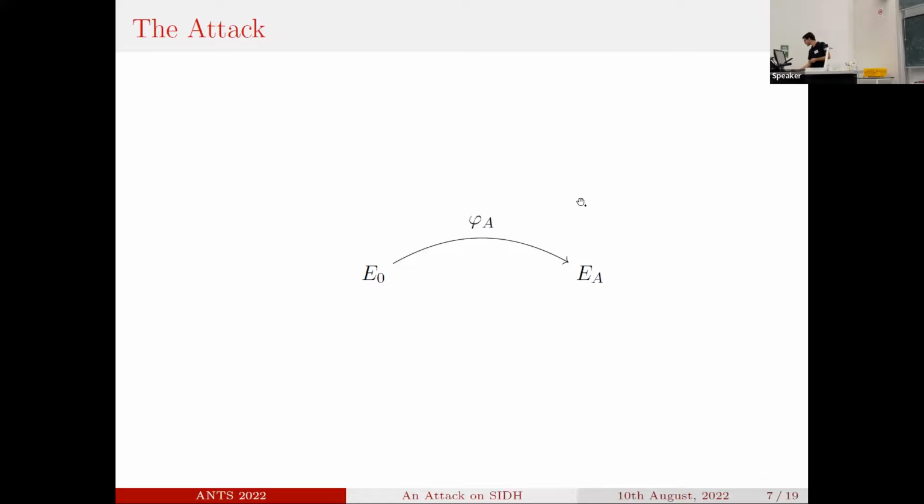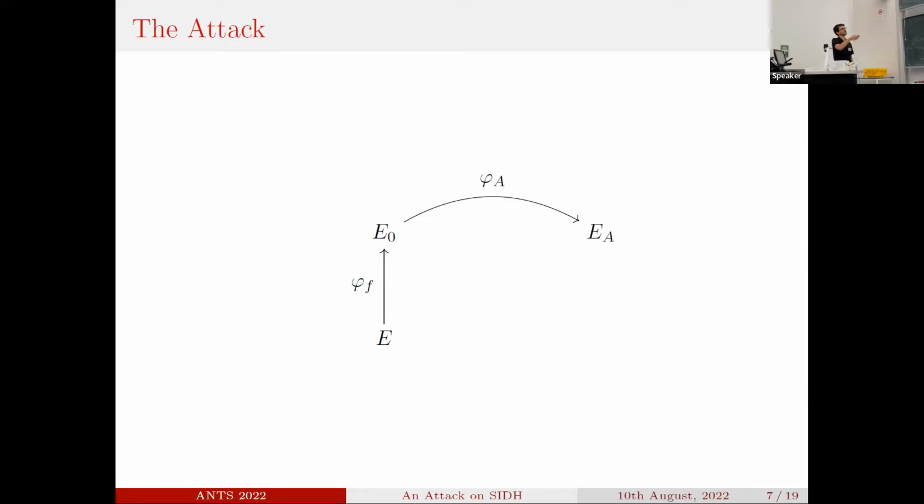So phi_A is the secret isogeny. To reconstruct phi_A, we also have additional information on it: we have the image of the B-torsion points of E0 under the isogeny phi_A. What we do is compute a cofactor isogeny of degree F, and the reason for this degree will become clear later on. Then we try to guess this phi here. I'm going to explain how we did that. Maybe I will try to use the blackboard.